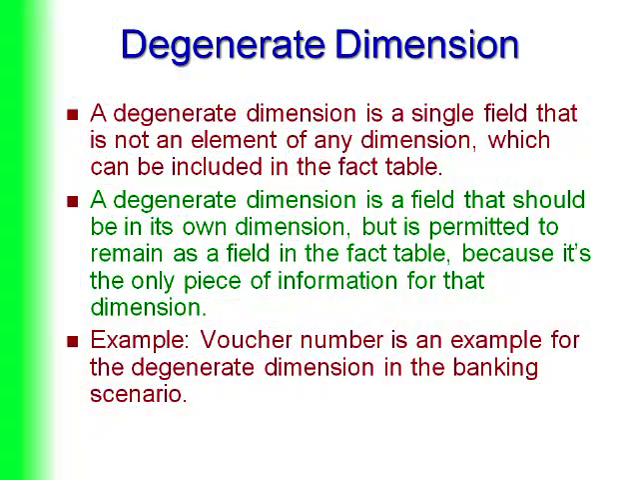The next type of dimension is the degenerate dimension. Sometimes a dimension may exist without any attributes, but it is useful for analysis. In that situation, we consider that dimension as a degenerate dimension. That is to say, a degenerate dimension is a single field that is not an element of any dimension, but which can be included in the fact table. It is permitted to remain as a field in the fact table because it is the only piece of information that exists for that dimension. For example, voucher number is an example of a degenerate dimension in a banking application.